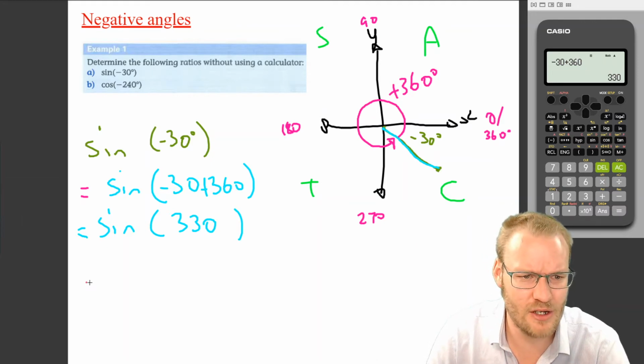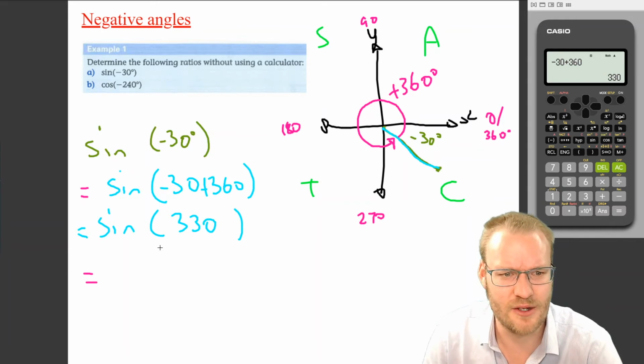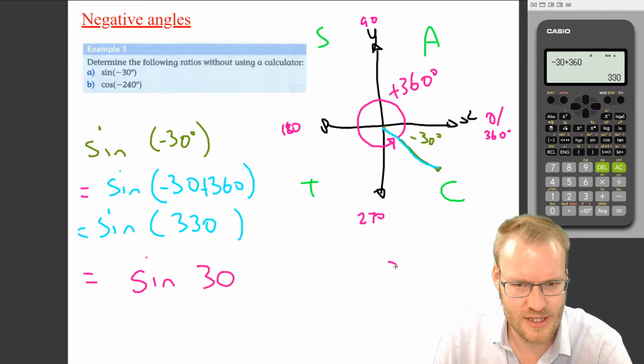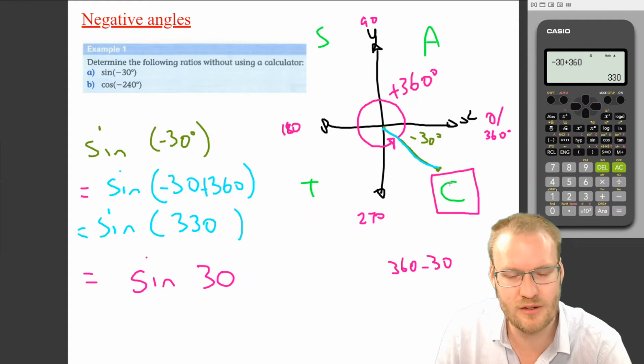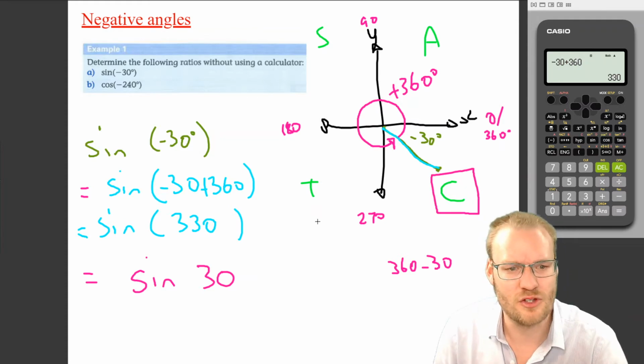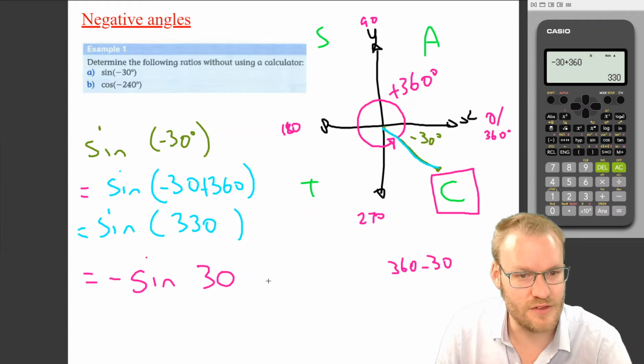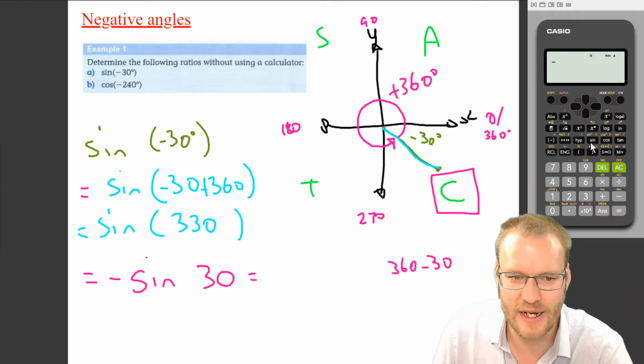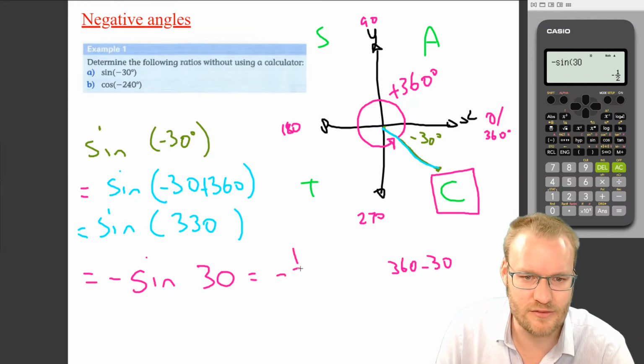And from here we go, okay, sine of 330. Well, this is the same as sine of, well, it's close to 360. It's 30 away from 360. So it's the same as 360 minus 30. So therefore it's 30, but hang on, which quadrant are we in? We're in the fourth quadrant. So therefore cos is positive, sine is negative, and then we pop it in our calculator and say minus sine of 30 degrees, and we get negative a half.